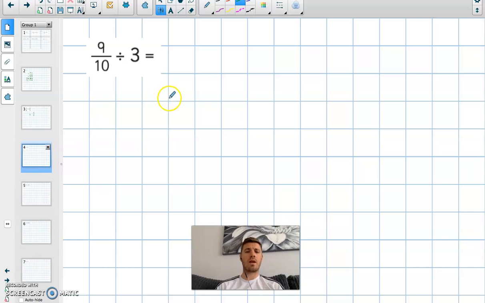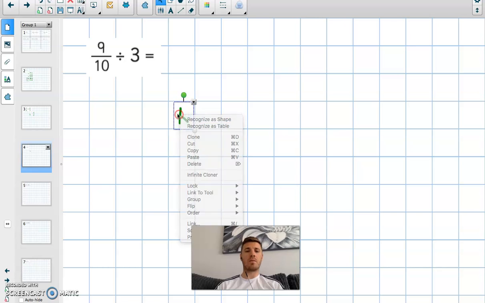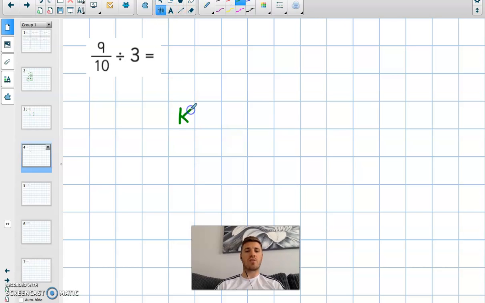Okay, question number 3. When you divide a fraction by a whole number, you need to use the keep, change, flip method. So you're going to keep 9/10. You're going to change the division sign to a multiplication sign, and then you're going to flip 3/1, 3 wholes, into 1/3. And you're going to multiply the 2 fractions together.